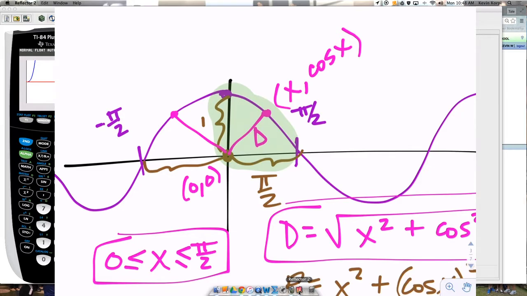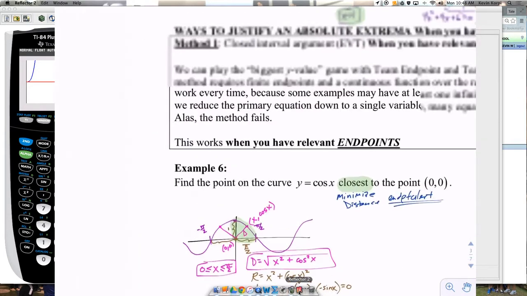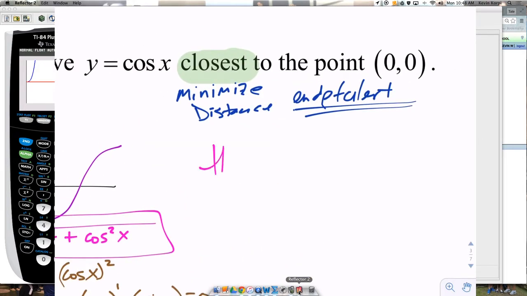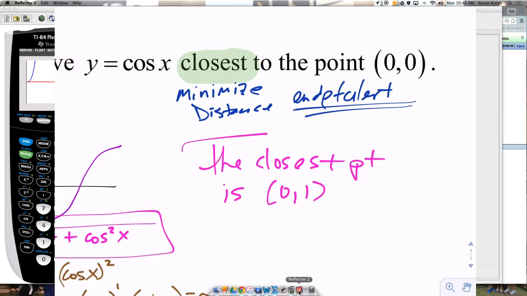Well, now we kind of know the answer then, don't we? If it has to be one of the endpoints, and our endpoints that we came up with are 0 and pi halves, we know at 0 it's at the high point, which is 1 unit away, and at pi halves it's pi halves units away, which is greater than 1. So what's the answer? Well, let's see what the question was asking. Did it want the distance or the actual point? It says to find the point on the curve that's closest to the point 0, 0. So the closest point, here we go answering it, the closest point is 0, 1. Yeah, 0, 1.